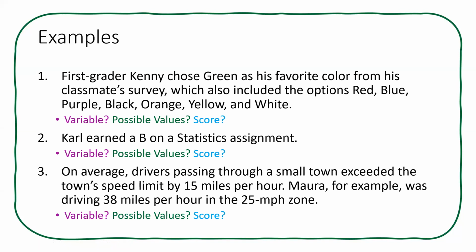On average, drivers passing through a small town exceeded the town's speed limit by 15 miles per hour. This is a trickier one, you guys. Maura, for example, was driving 38 miles per hour in the 25 mile per hour zone. So if you're online, I'm going to ask you at this time to put into the chat box what you think the variable, possible values, and then Maura's score would be. So list all of those and use the terms. And those of you who are here, you can jot these down and I'll call on somebody.